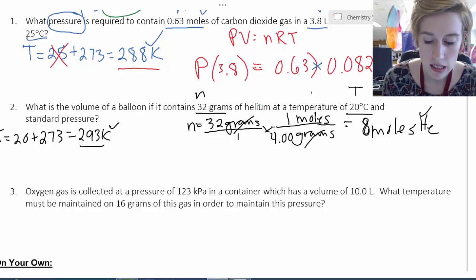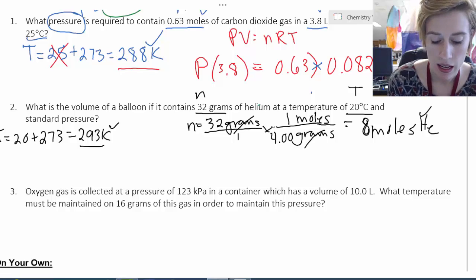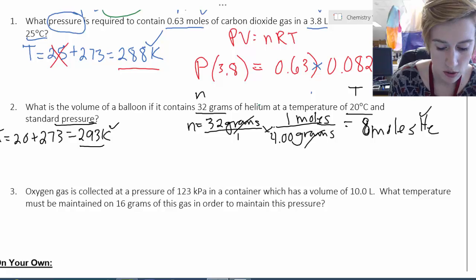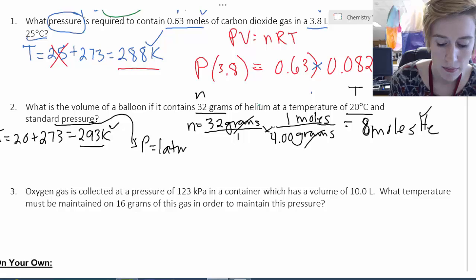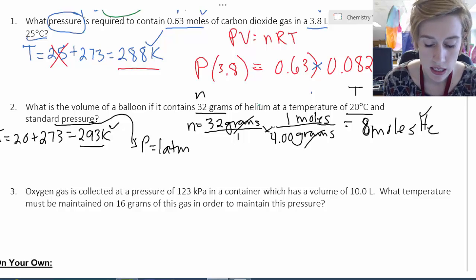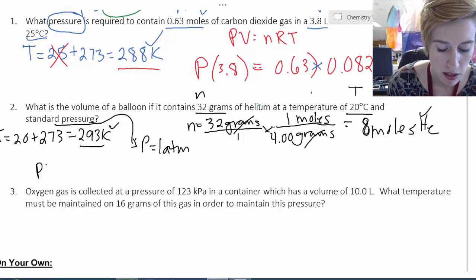So we have N, we have T, and we have P, pressure. What is standard pressure? Standard pressure is always 1 atm. Okay, so I have N, I have T, and I have P. So here's my formula, PV equals nRT. I have N, I always have R, I have T, and I have P.